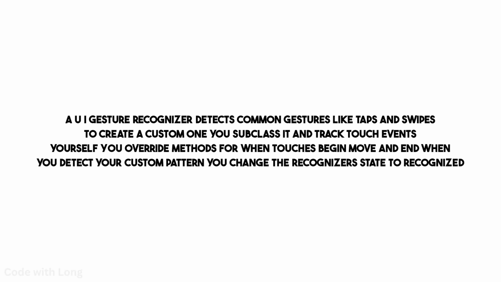A UIGestureRecognizer detects common gestures like taps and swipes. To create a custom one, you subclass it and track touch events yourself. You override methods for when touches begin, move, and end. When you detect your custom pattern, you change the recognizer state to recognized.